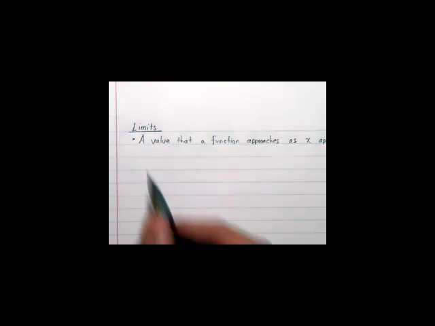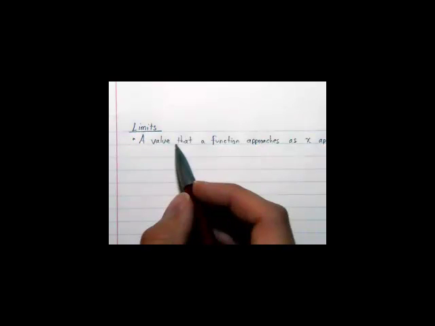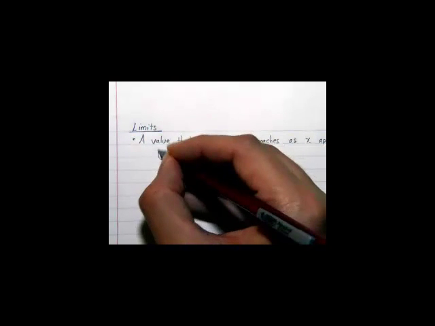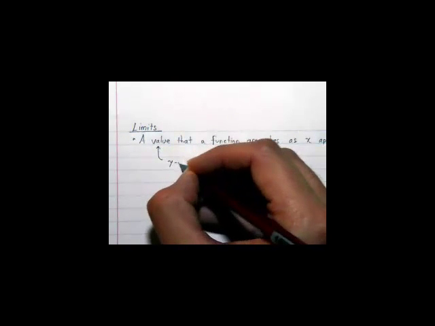Okay, so when I say a value that the function approaches, what kind of value is this? Well, it's a y value. So what happens to y as x approaches something else? Some of the easier ones to look at are if you have a graph in front of you. So that's what we're going to do first. We're going to take a look at doing limits on a graph.